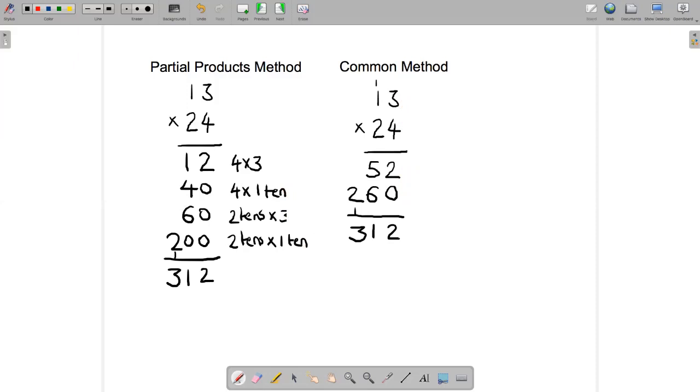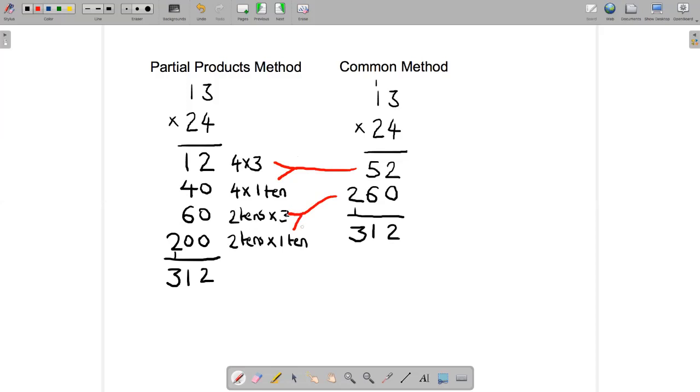Well, you can see that the 52 is coming from 2 places. It's coming from here and from here, because it's 12 coming from 4 times 3 plus 40 coming from 4 times 10. And similarly, the 260 is coming from 2 places. Okay, it's coming from 20 times 3, which is 60, and 20 times 10, which is 200.